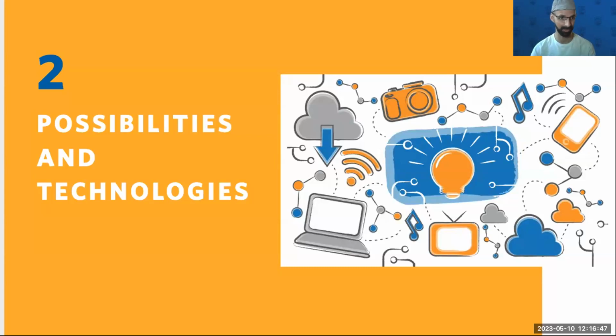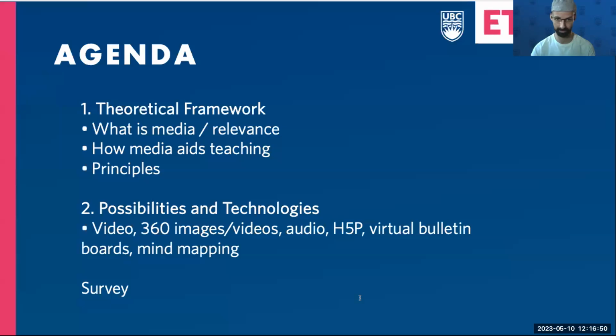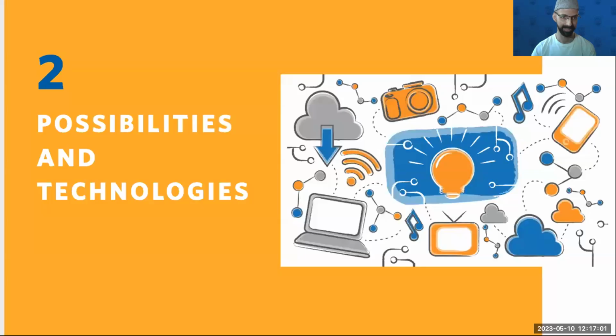I described those in the overview. We're going to be speaking of video, 360 images and videos, 3D models, audio, H5P, bulletin boards, and mind mapping. So that's a lot to cover, and we'll try to make it fast and concise. We're going to show some examples, of course, and provide some links. Then we're going to share with you a document that has all the links, because we won't have the time to look at all of the examples that we prepared. But we're going to give this to you so you can explore it in more detail, and also see the other examples that we didn't have time to see.